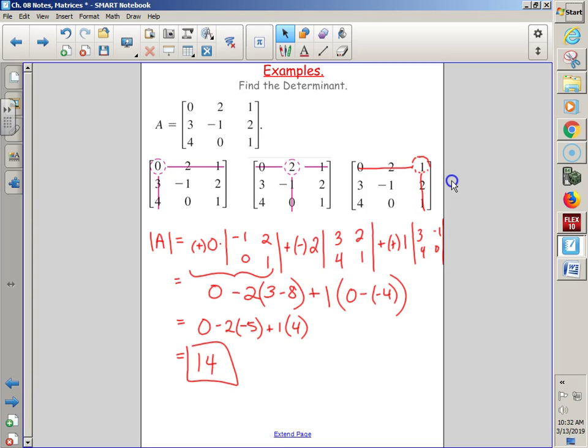There's kind of a trick to do a 3 by 3 that some might think is faster. But it only works for 3 by 3s. That's why I'm starting here. Jason.